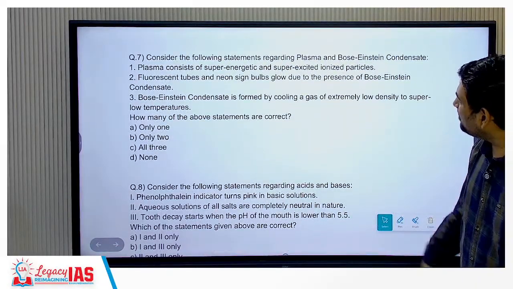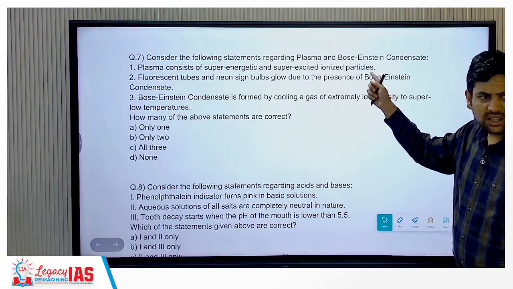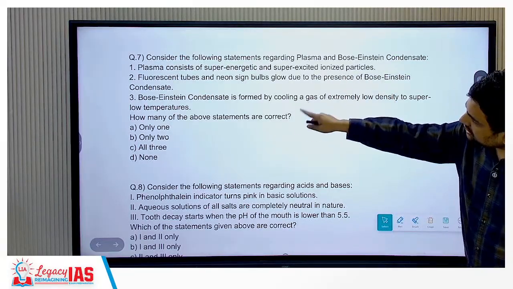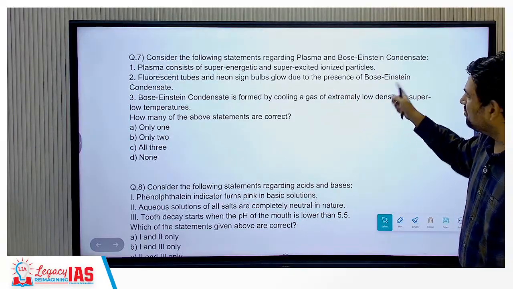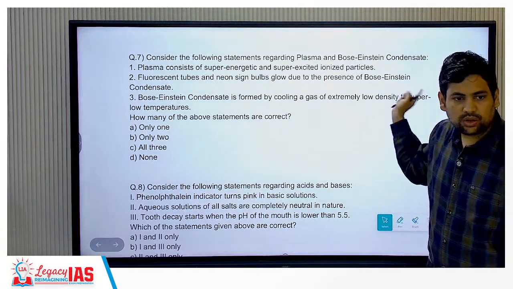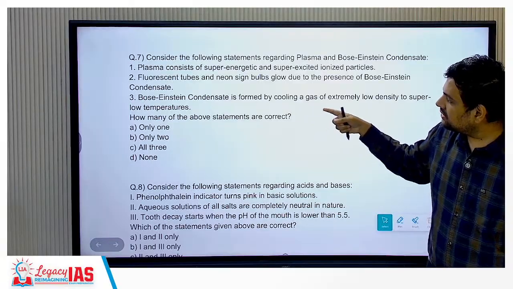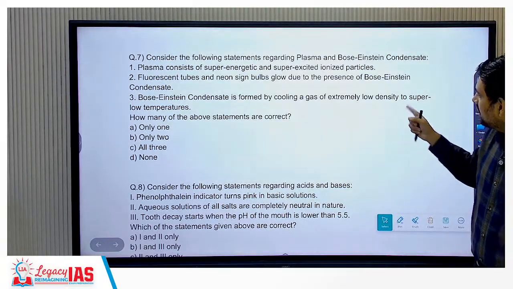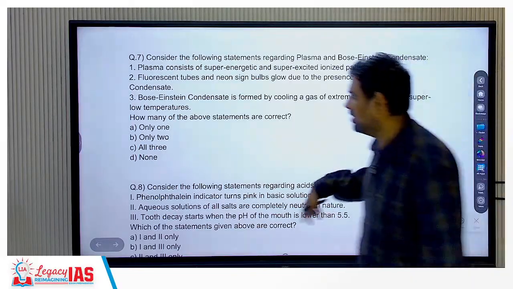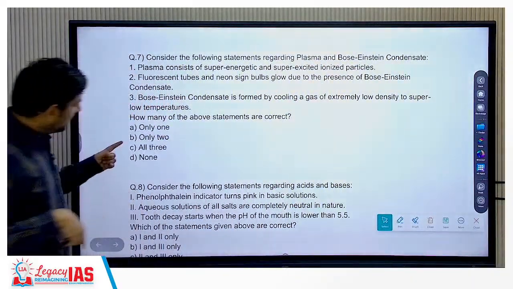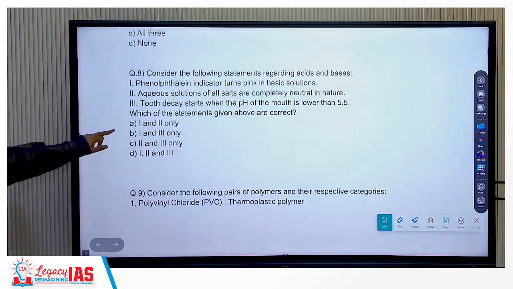Next is plasma, Bose-Einstein condensate. Plasma is super energetic, super excited ionized particles. Yes, ionized gases. Then fluorescent tubes and neon sign bulbs glow due to the presence of Bose-Einstein condensate. Wrong. This is due to plasma. Correct. This is due to plasma. Then Bose-Einstein condensate is formed by cooling a gas of extremely low density to super low temperature. Correct. Super cooled gases. Yes. So first and third are correct. That means answer is B. Only 2.